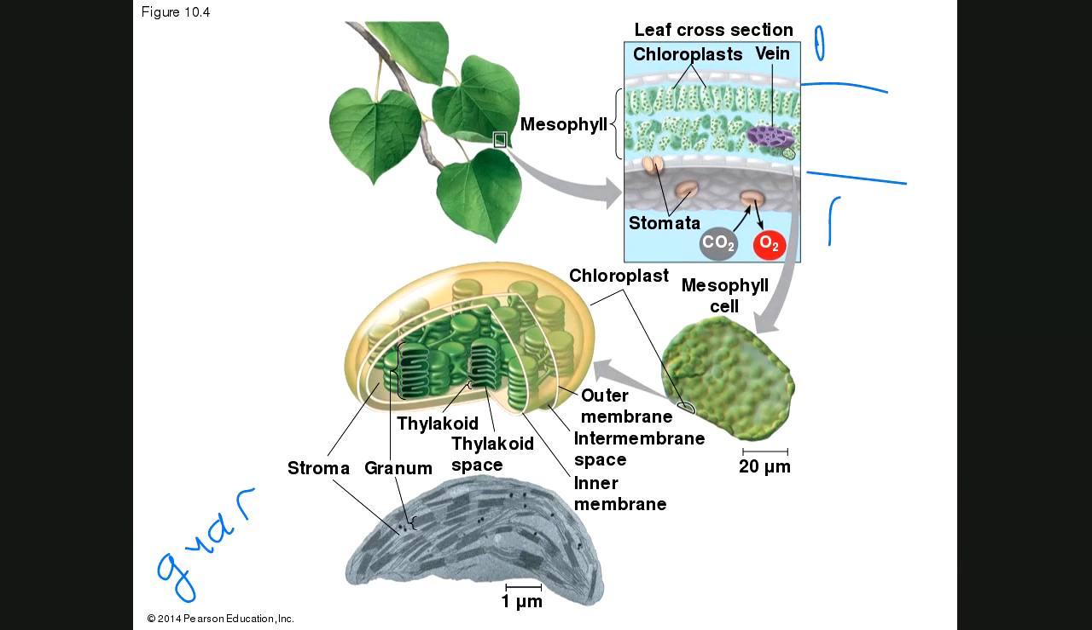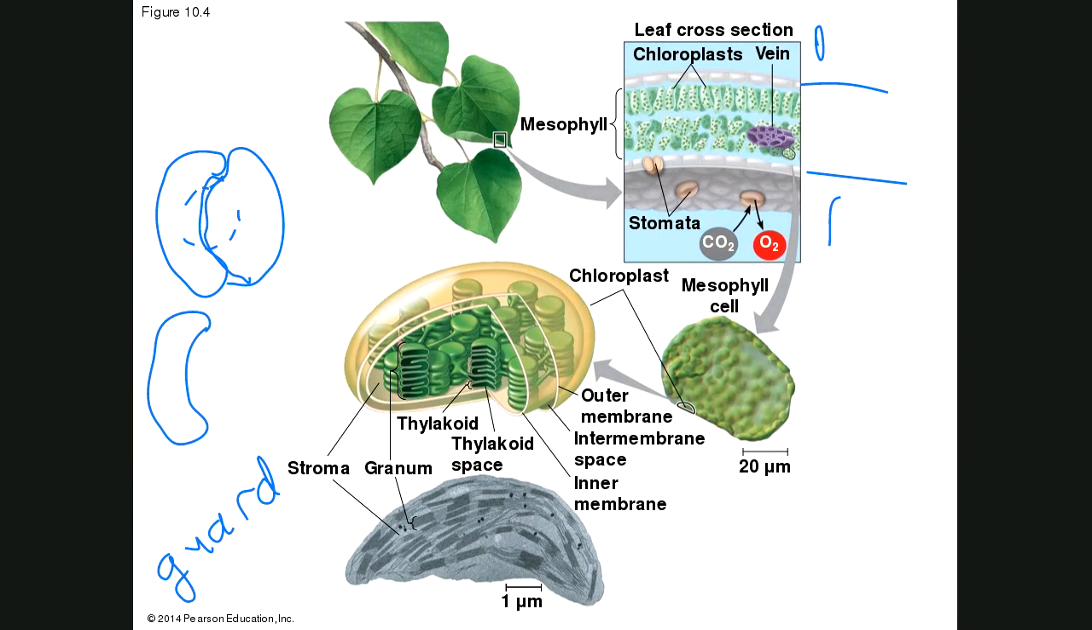G-U-A-R-D, guard cells. So let me draw you a couple of guard cells. And what's underneath that is the stomata, a hole. Now, what stomata do is they open and close, and you can see in the picture they let carbon dioxide and water in and out. So when those guard cells shrink back, then the stomata is open. See, they can switch between those two.